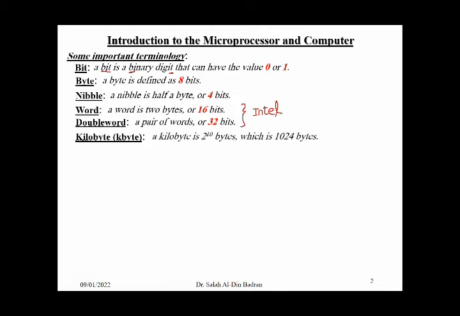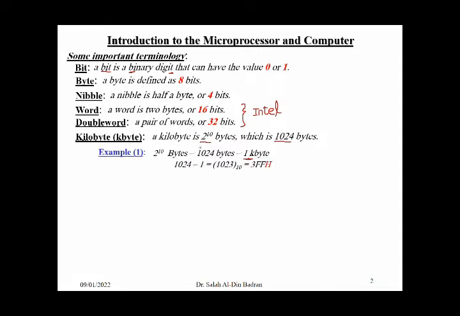Kilobyte. A kilobyte is 2 to the power 10 bytes, which is 1024 bytes. So 2 to the power 10 is 1024. For example, 2 to the power 10 bytes equals 1024 bytes and equals 1 kilobyte.